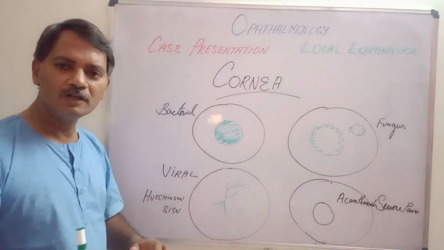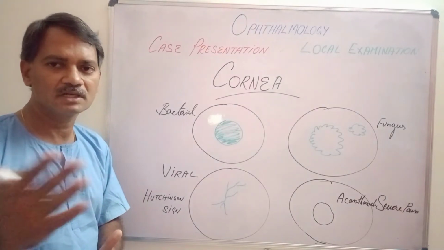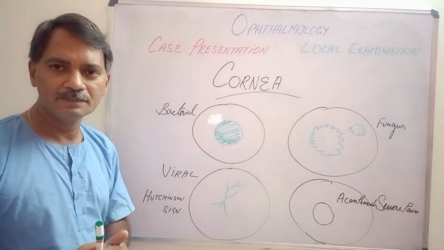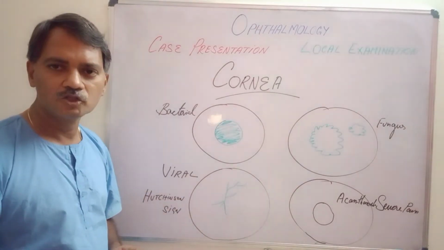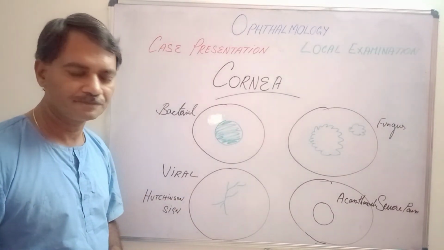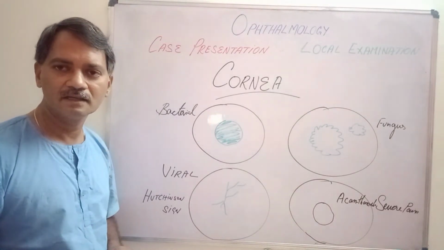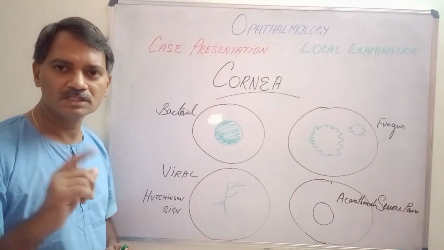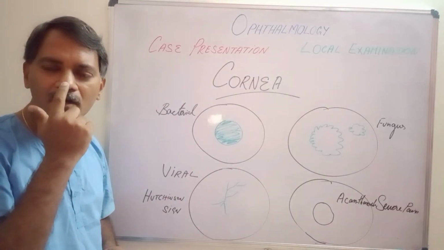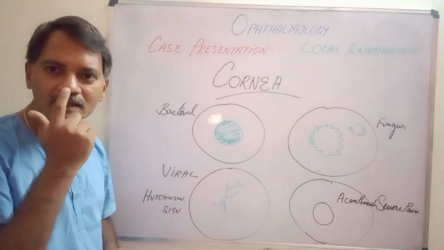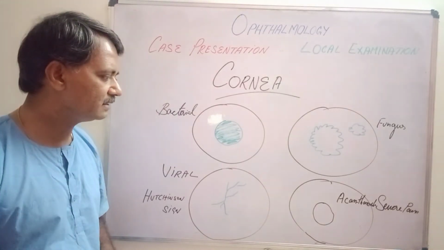You should be able to differentiate between a herpes simplex ulcer and a herpes zoster ulcer. Herpes simplex ulcers will have knobs at the end of the dendrites. Zoster will not have knobs. Next, the most important thing is Hutchinson sign. In case of herpes zoster viral keratitis, there may be a bleb or small swelling at the tip of the nose, that is called Hutchinson sign.